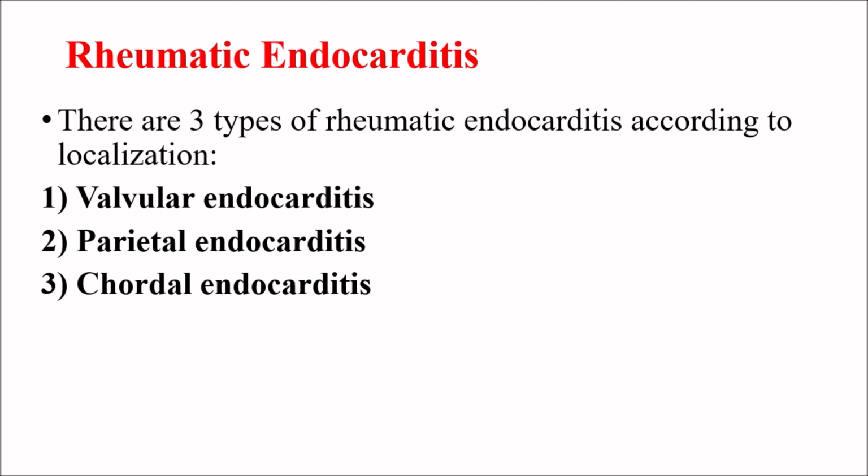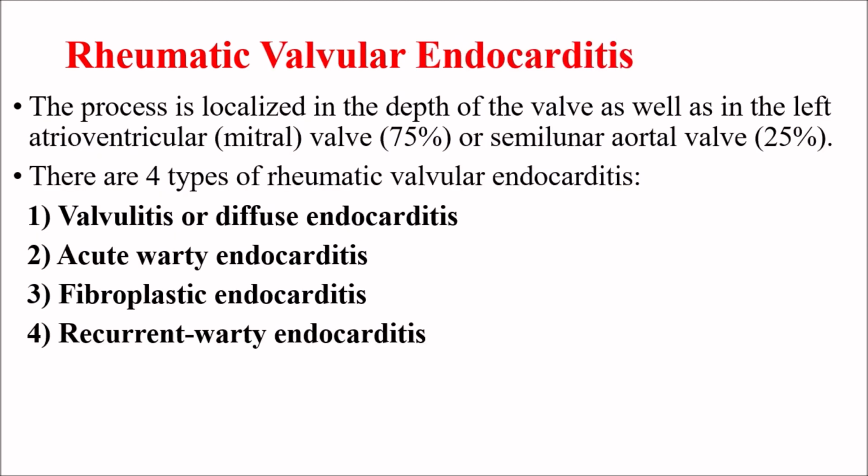Rheumatic endocarditis. There are three types of these diseases according to localization. First, the valvular endocarditis, then parietal endocarditis, and chordal endocarditis. The rheumatic valvular endocarditis is localized in the depth of the valve, as well as in the left atrioventricular valve, the tricuspid or semilunar aortic valve.